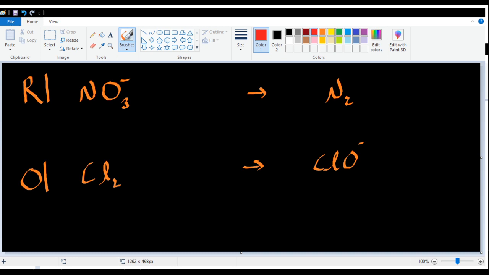First step, balance everything but hydrogen and oxygen. So, 1 nitrogen on the left, 2 nitrogens on the right. We need a 2 there. 2 chlorines on the left, 1 chlorine on the right. We need a 2 here.